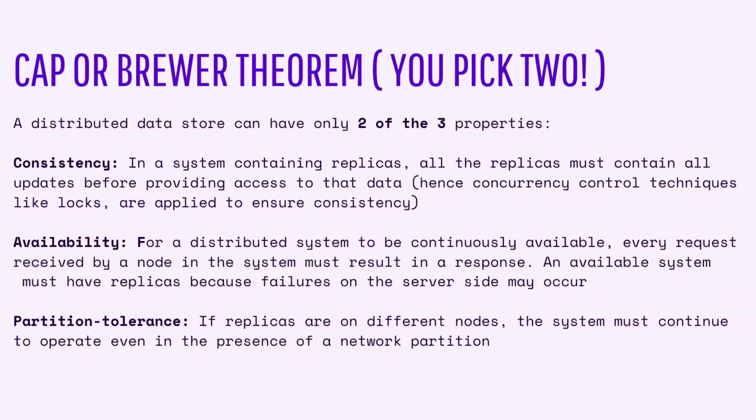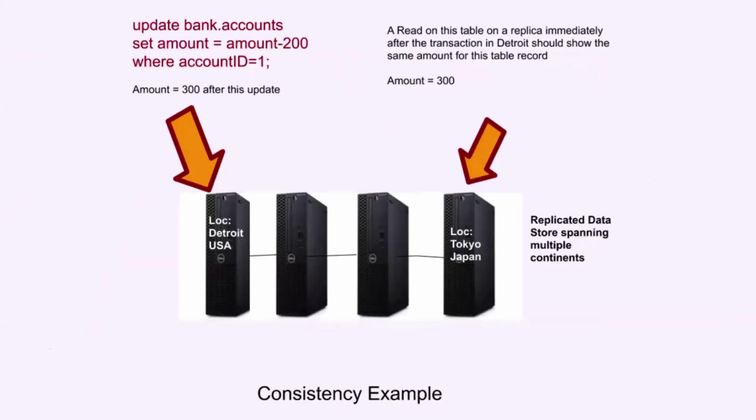So as I said, the CAP theorem says you can only get two of them. You can't get all three, so you have to sacrifice one to get another. So let's understand this consistency example a little bit. Let's say that you have all these distributed databases which are spanning multiple regions.